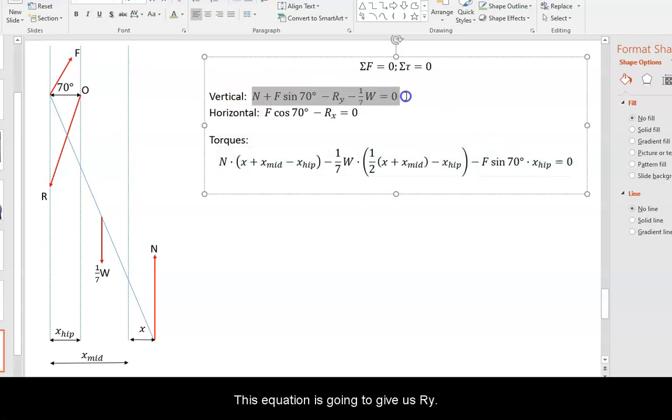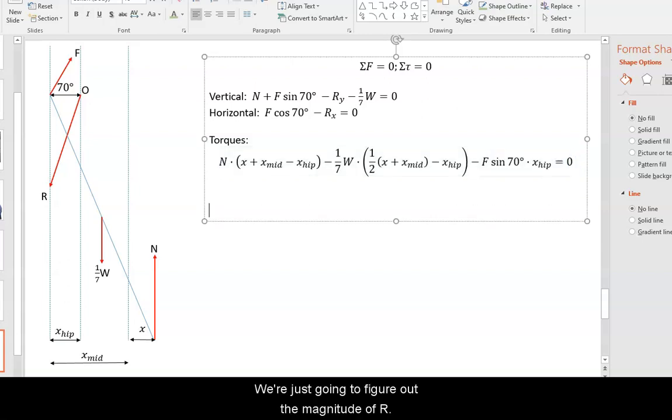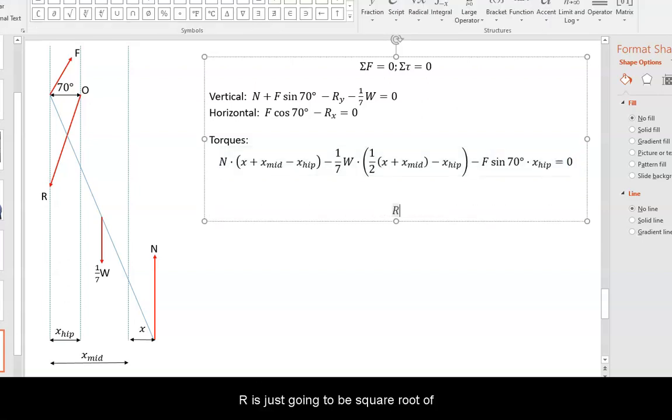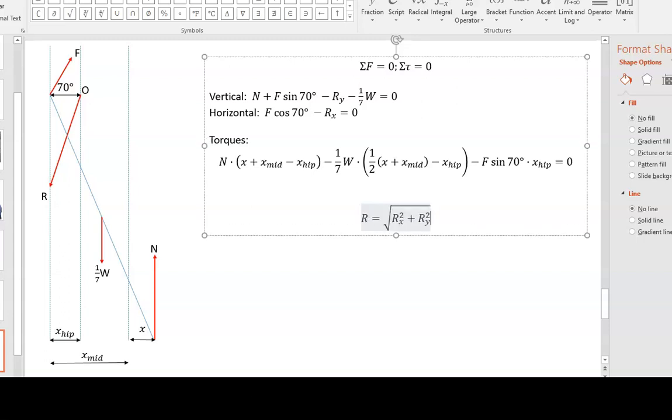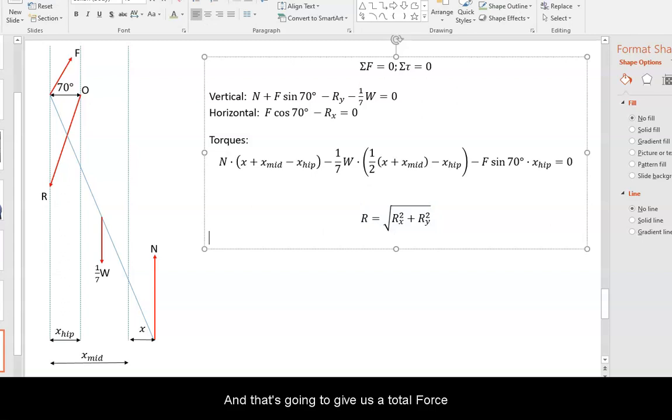This equation is going to give us Ry, and we're just going to figure out the magnitude of R, right? R is just going to be the square root of Rx squared plus Ry squared. And that's going to give us the total force on the acetabulum right here, or the total force from the hip onto the head of the femur.